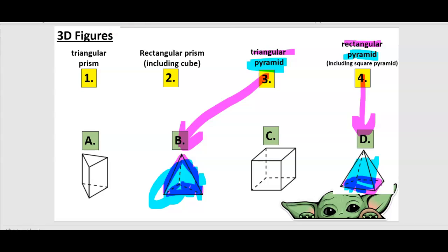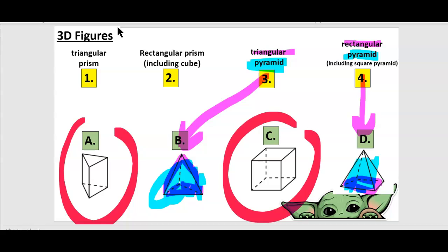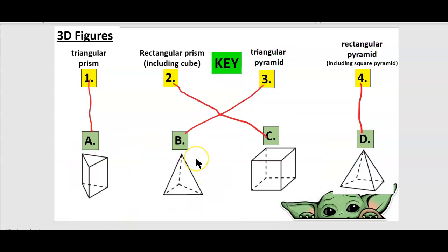Prisms. Let's see. Prism, rectangular prism, and triangular prism. Which one of these has a triangle in it? There we go. Triangular prism and then rectangular prism. Here's the answer key.